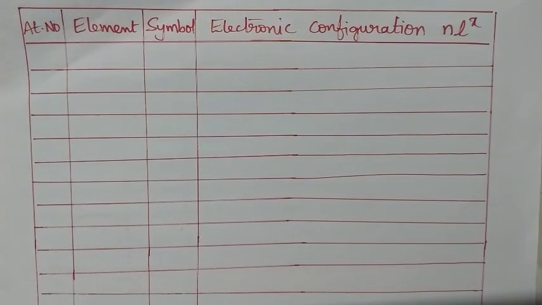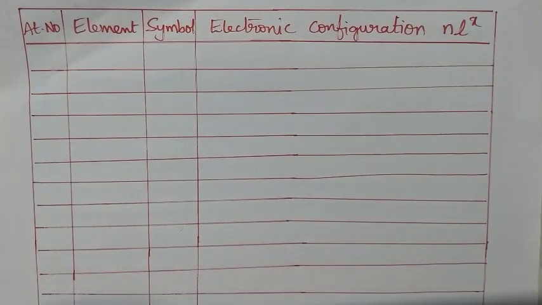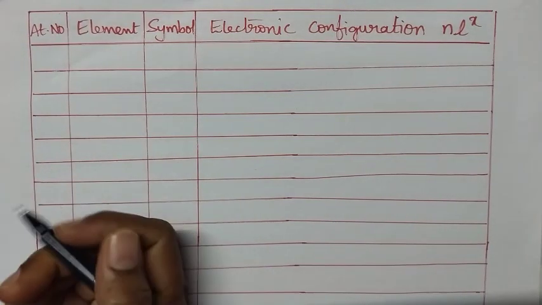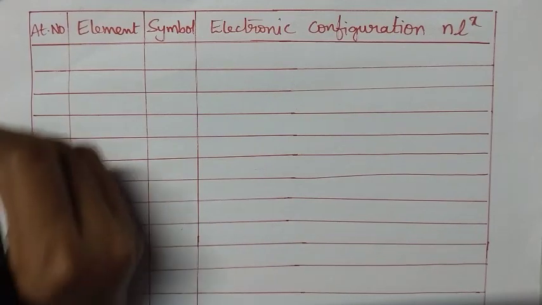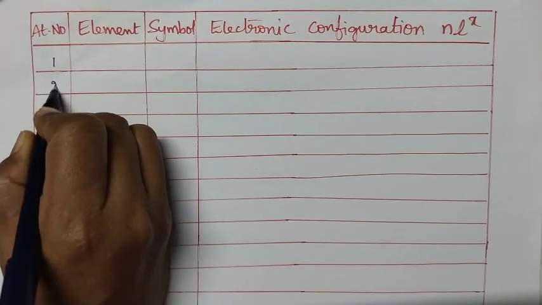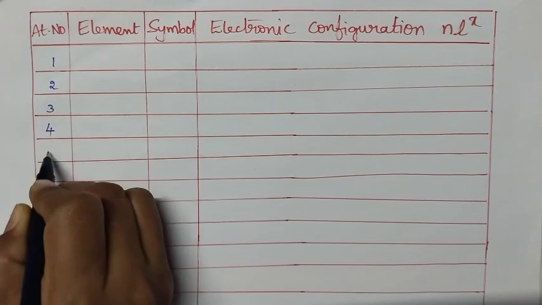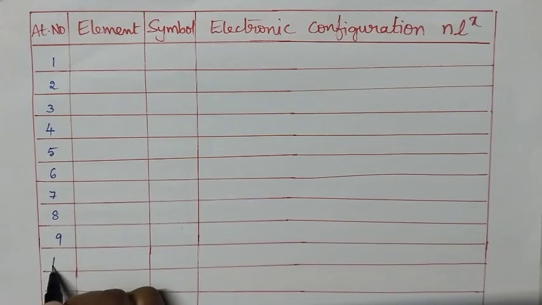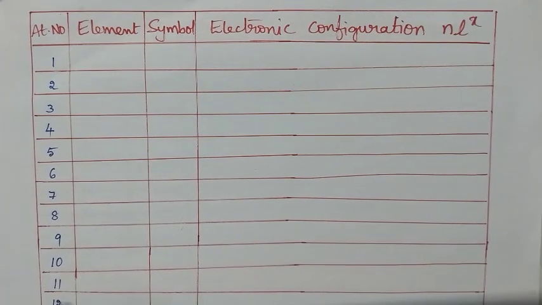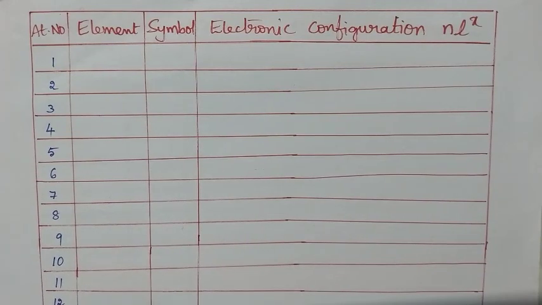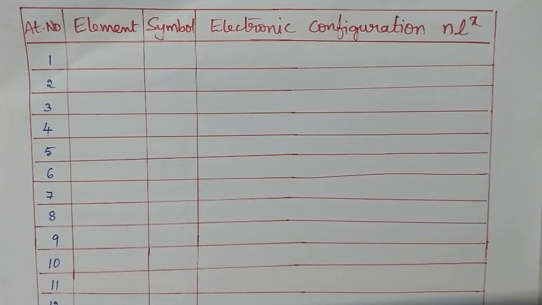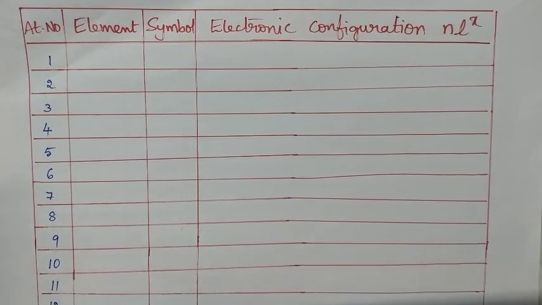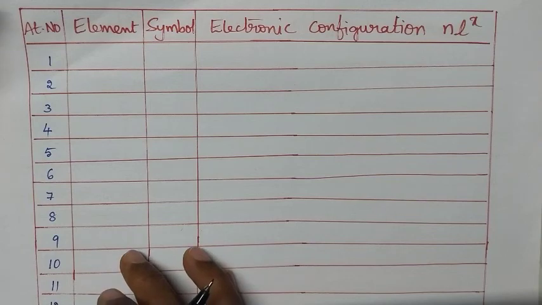Next, we will discuss the electronic configuration of elements from atomic number 1 to 30. Initially, let us discuss the electronic configuration of elements from 1 to 14: atomic number 1, 2, 3, 4, 5, 6, 7, 8, 9, 10, 11, 12, 13 and 14. Initially we have to identify the element with the corresponding atomic number.